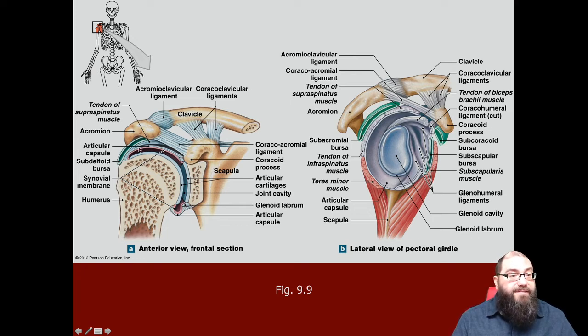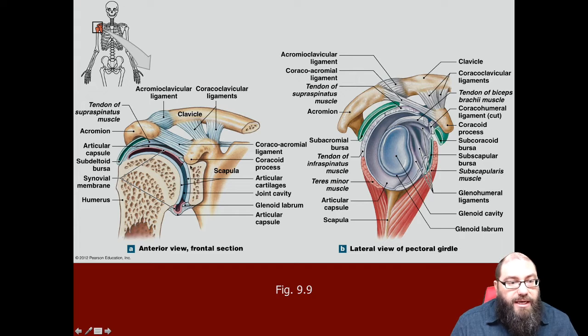You're going to see this fluid-filled sac all the way wrapped around this joint is our synovial membrane, creating our synovial joint. But the actual articulation between the glenoid cavity and the head of the humerus is only this little bit of a region right here. That's the only articulation there is.